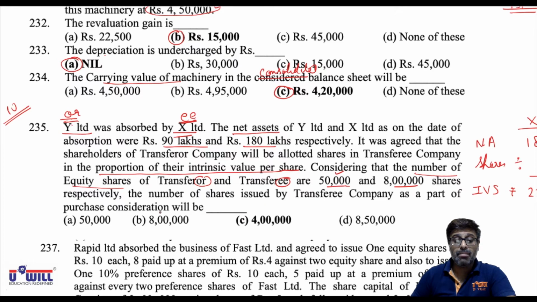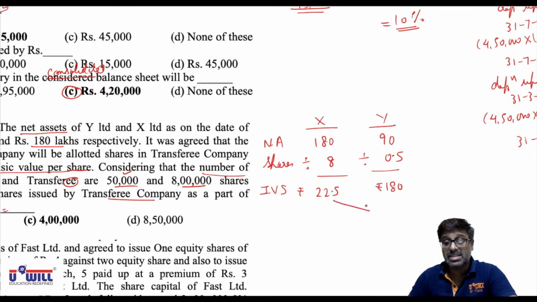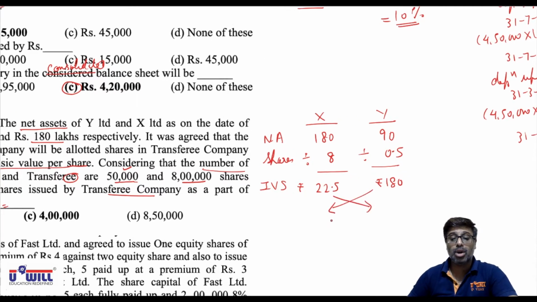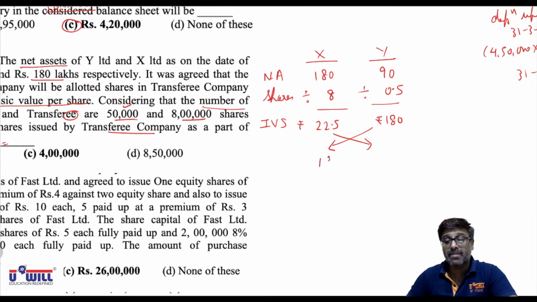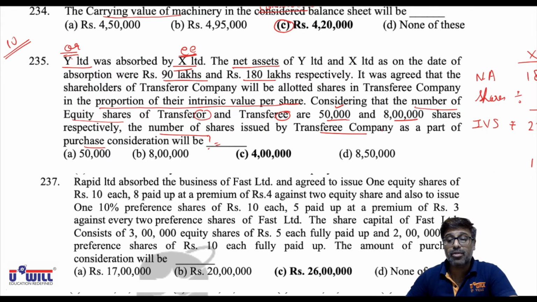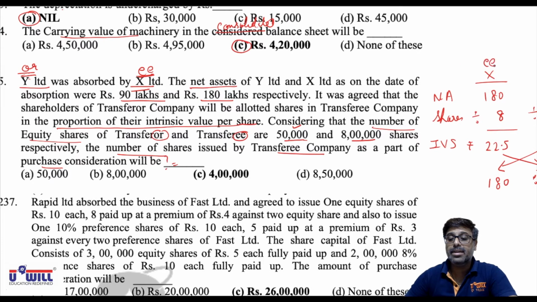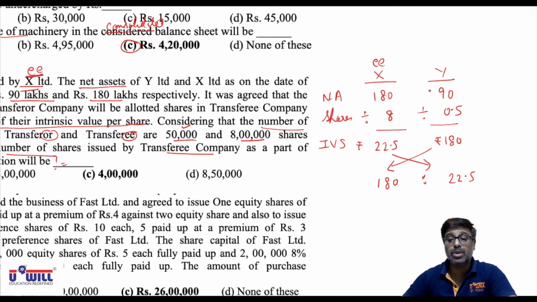Now they ask the number of shares issued by the transferee company as part of purchase consideration. If you remember, in intrinsic value of shares in amalgamation, I told you that whenever you want to find the number of shares, just reverse this ratio. I have given you this shortcut earlier. So the ratio would become 180 is to 22.5. Who is the transferee company here? X Limited. How many shares will they give to Y Limited? That is what is asked.